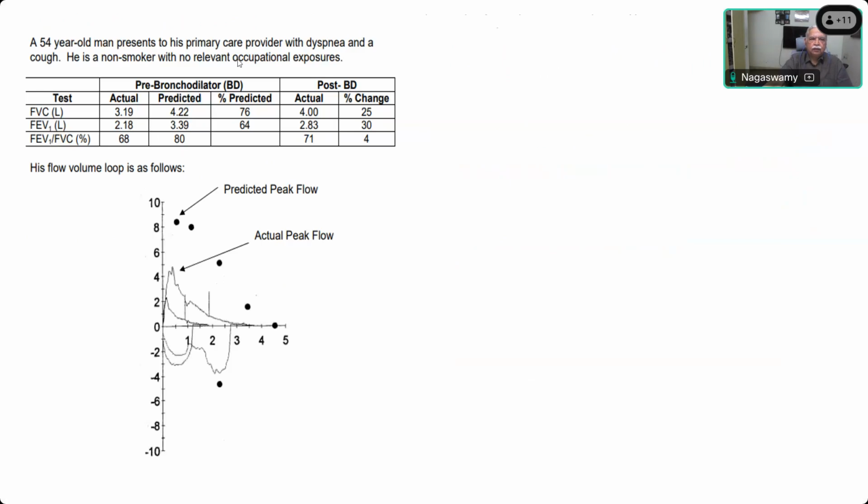A 54-year-old man presents to his primary care provider with dyspnea and cough. He is a non-smoker, with no relevant occupational exposure. FVC is 76%, slightly reduced. FEV1 is also slightly reduced. FEV1 to FVC ratio is also reduced. And his flow volume loop is like this.